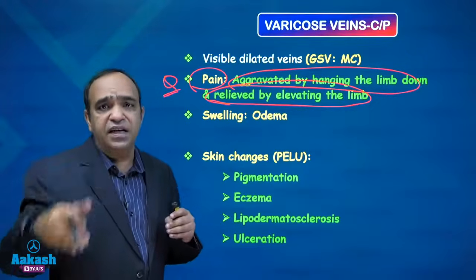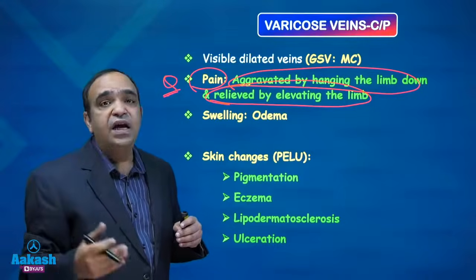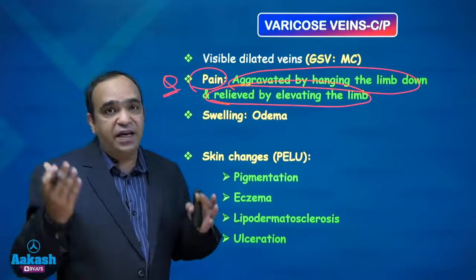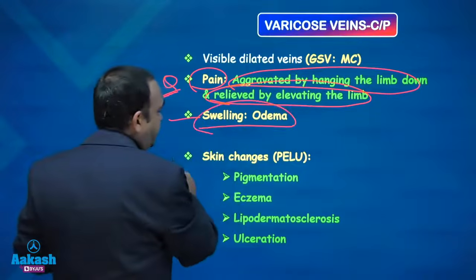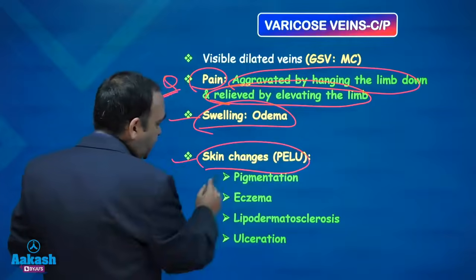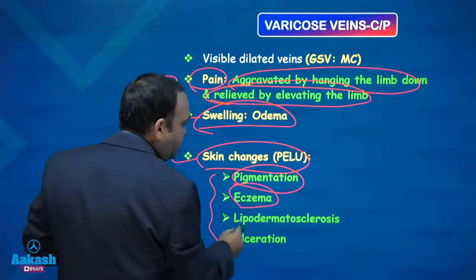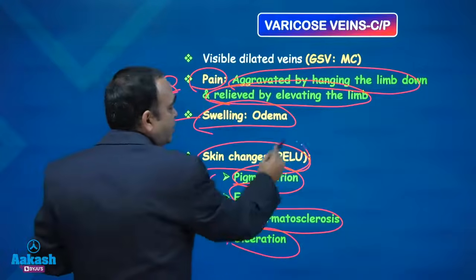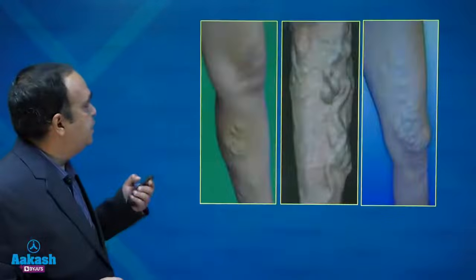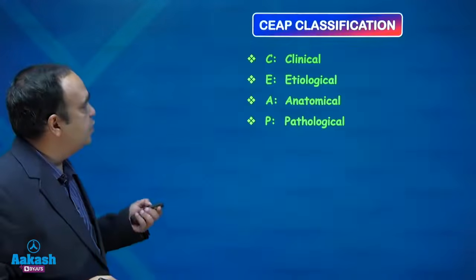Arterial pain gets relieved by hanging the limb down because gravity helps there, and it is aggravated by elevating the limb. So opposite. Okay, swelling, you know, because of edema. Then skin changes. In this sequence, typical, we just saw it in pathophysiology, pigmentation, eczema, then the lipodermatosclerosis and ulcerations. I made a mnemonic for this, PELU, PELU. So these are three different pictures of varicose veins, how they look like.